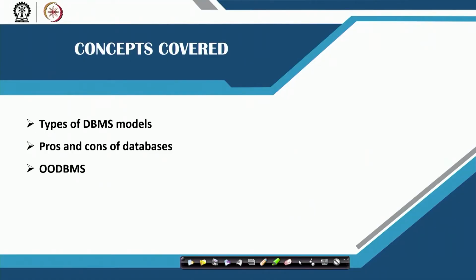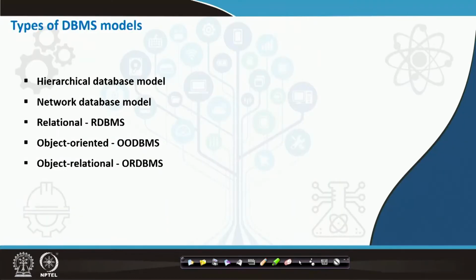We would look at the different database management system models, and the pros and cons of different databases. Then we would also get into what an object oriented database management system is, as the last concept in this particular lecture.